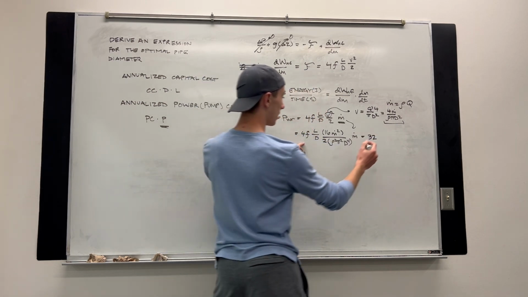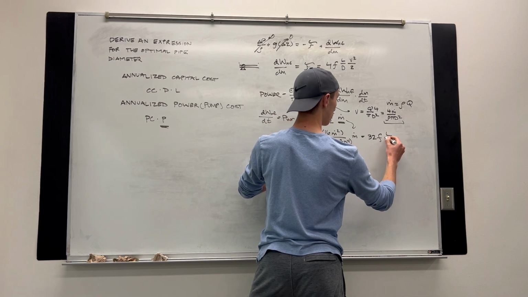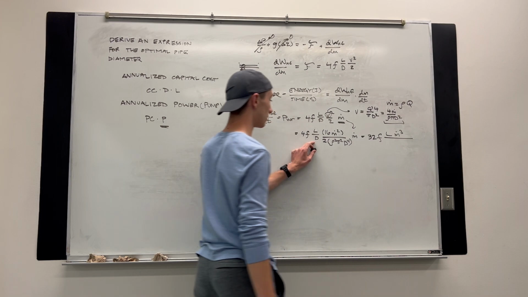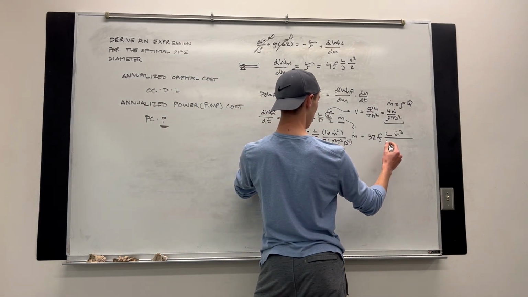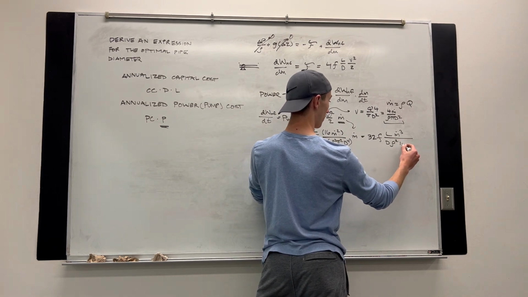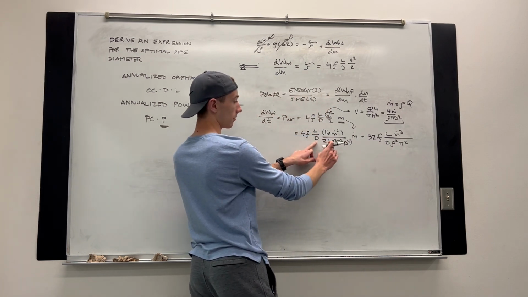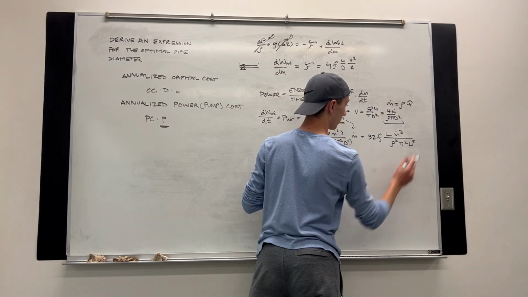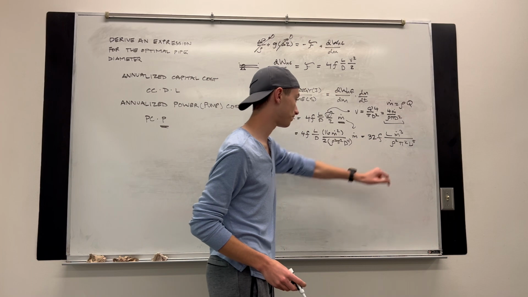32 times F L m dot cubed over d times rho squared pi squared, and oh, I didn't even notice this, but we got 5 d's on the bottom now, so we just say d to the 5th, right? Okay, and that's our expression for power.